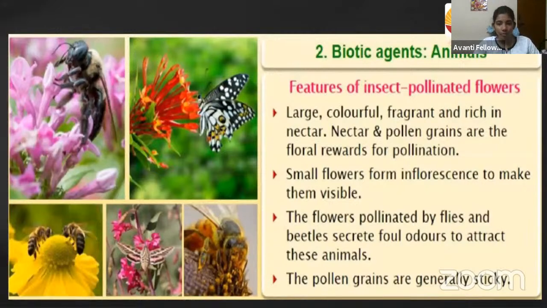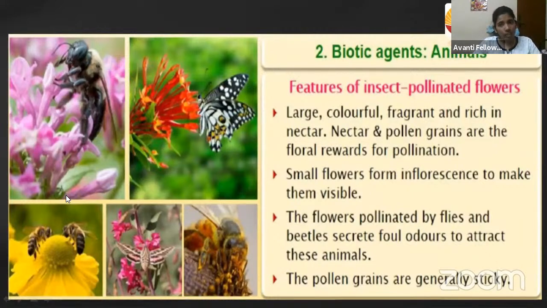And small flowers form an inflorescence to make them visible, which means if the flowers are small, then the insects cannot see them, right? Then the flowers all together form the inflorescence, and the insects can easily see that inflorescence. Especially the flowers which are pollinated by flies and beetles secrete a foul odor. Why? Because the foul odor is so attractive to the flies and beetles. That is the main purpose why some flowers produce foul odors. You might have observed some flowers which produce a very bad smell because of the flies and beetles.